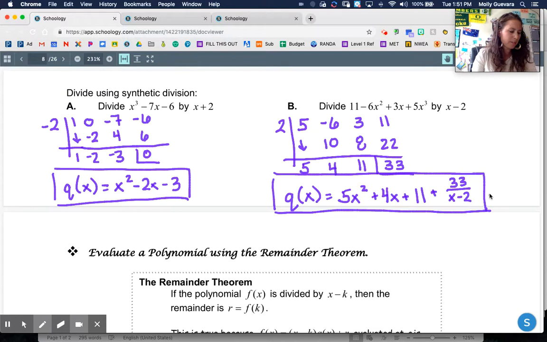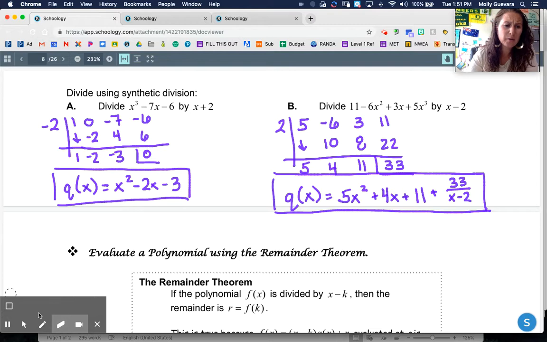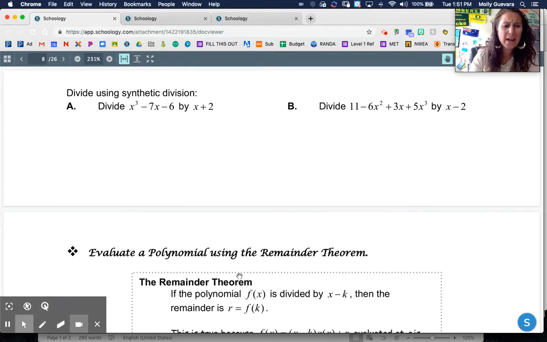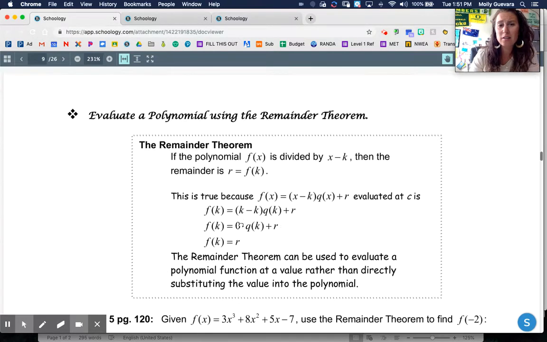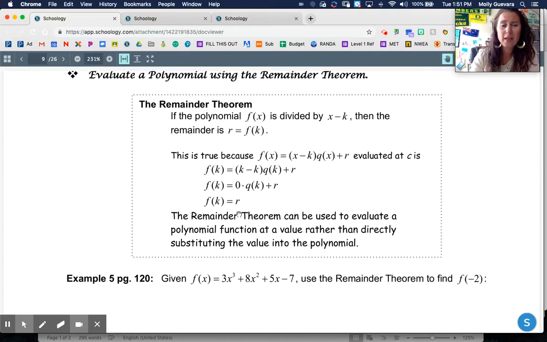And there's my answer. Okay, so hopefully that's making sense on synthetic division. Pretty quick and easy. Way better than using long division to do that. What we're going to look at now is why are we using synthetic division and how does it help us, okay? So the remainder theorem is super quick here.